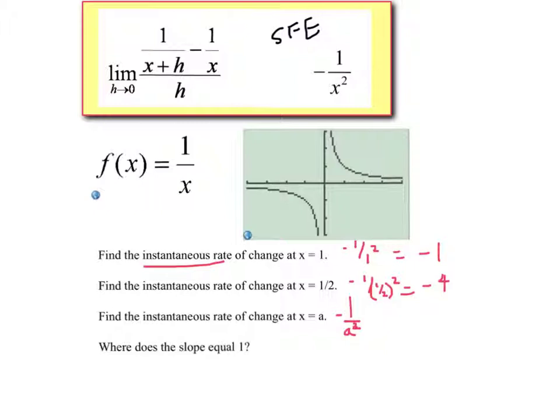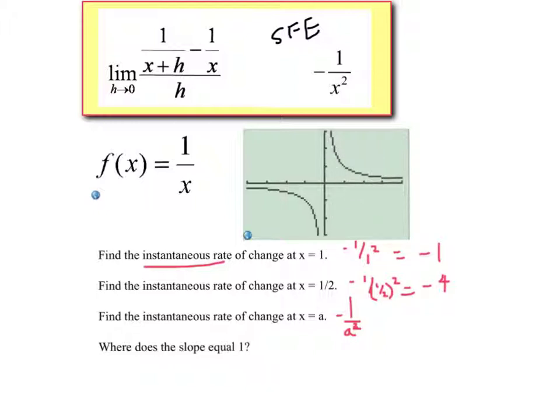Where does the slope equal 1? Well, this is kind of a fun question. First thing I want you to notice is up here, we've got a slightly negative slope, getting more negative, very negative. Here we've got a very negative slope, getting less negative, but not positive. So where's the slope equal to 1? Well, it should be nowhere. Slope's always negative, never positive 1.